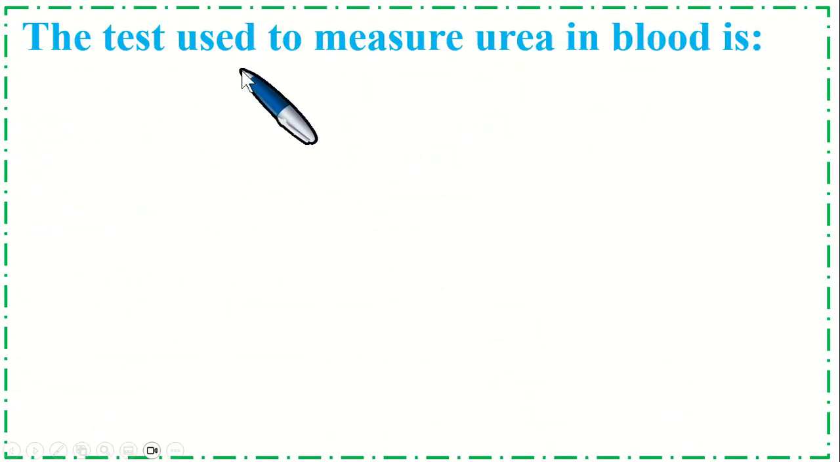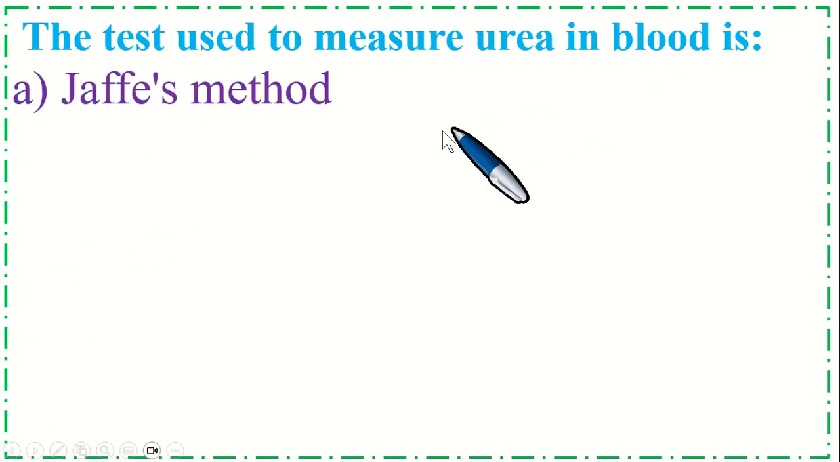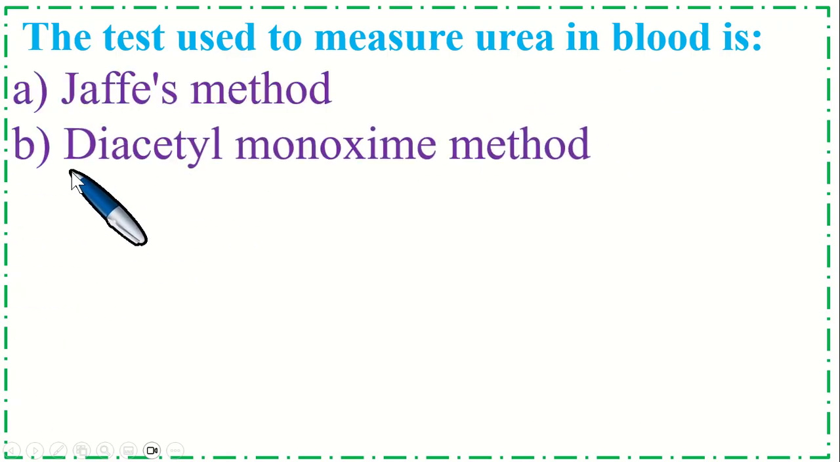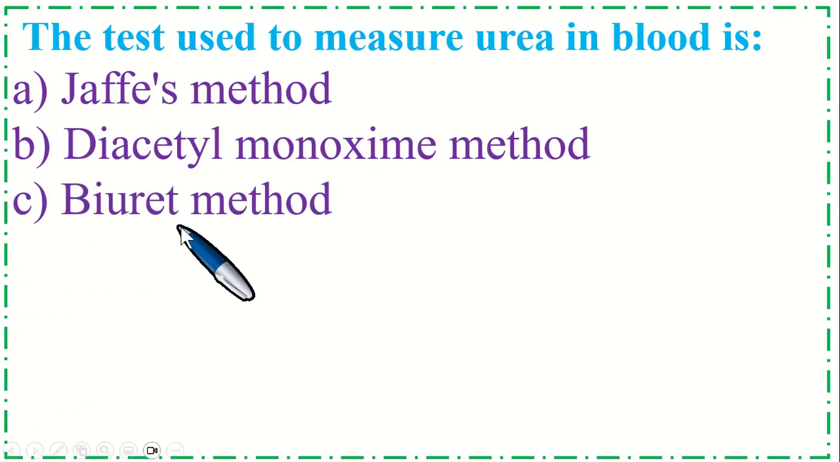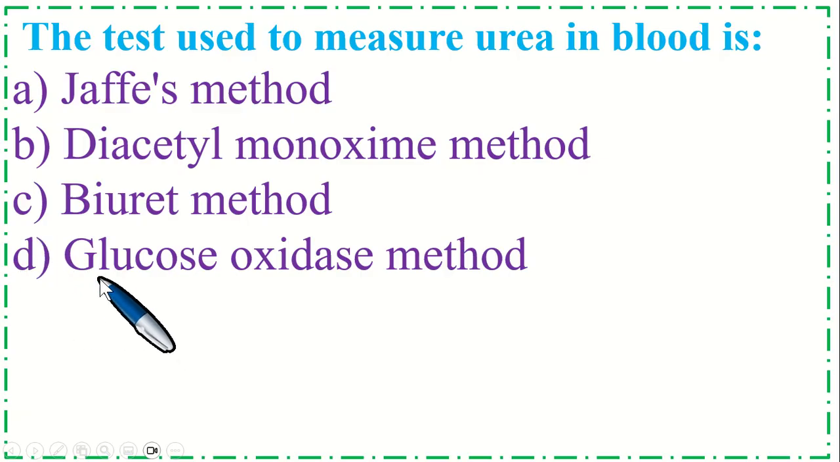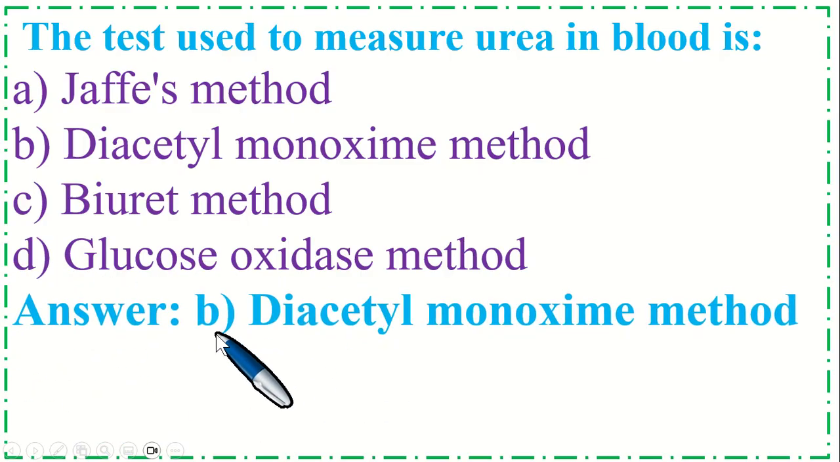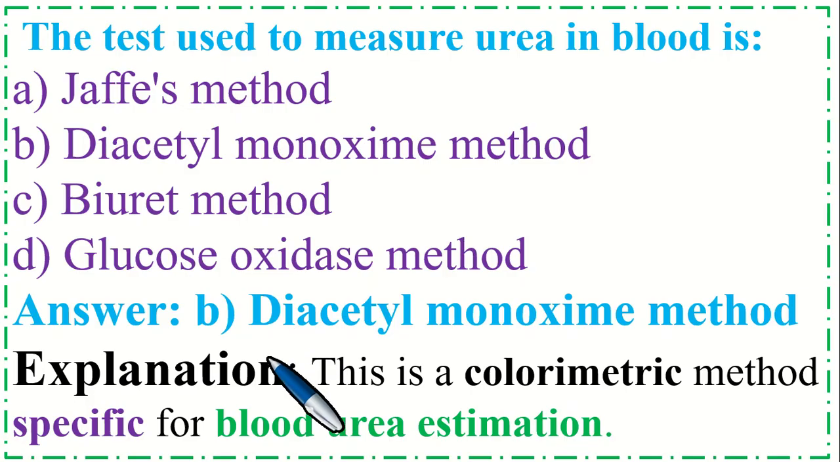The test used to measure urea in blood is option A Jaffe method, B diacetyl monoxime method, C Biuret method, and option D glucose oxidase method. So the correct option is B diacetyl monoxime method. Explanation is this is a colorimetric method specific for blood urea estimation.